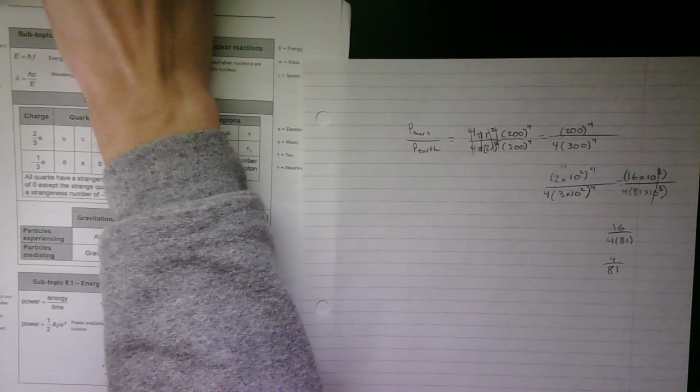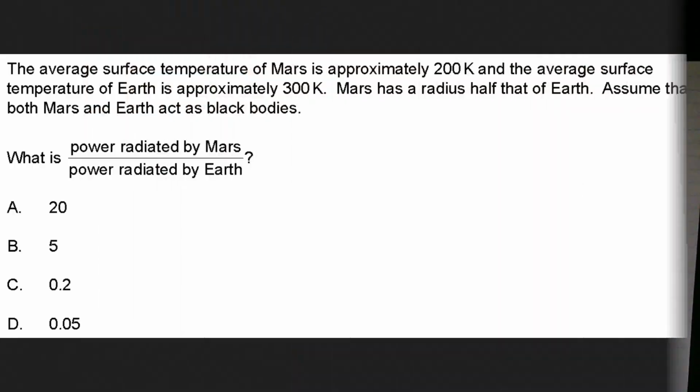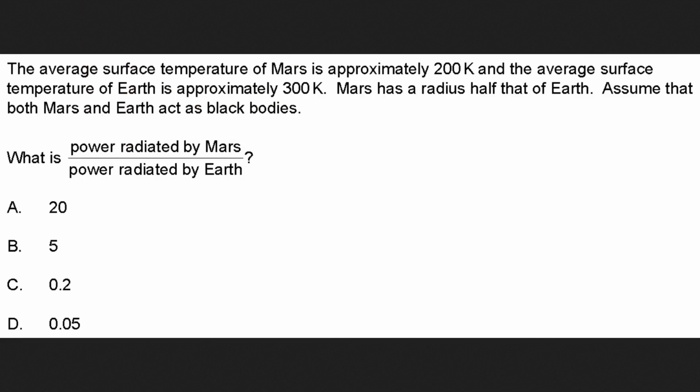Now, from the answer choices, you don't even need to know what this is exactly, because you can know that it's less than 0.2. So the answer is D, 0.05.